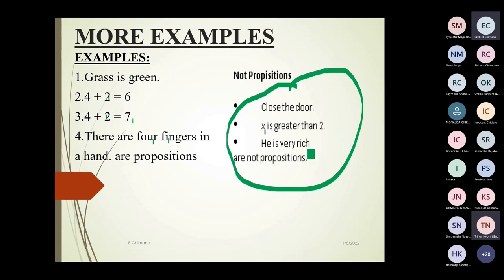He is very rich. If we say he is very rich, who are we talking about? So that we can say that this guy is very rich. Then from there, we can quantify if he is rich or not, and determine its truth value. So these ones are not propositions. I don't know if there are questions here.